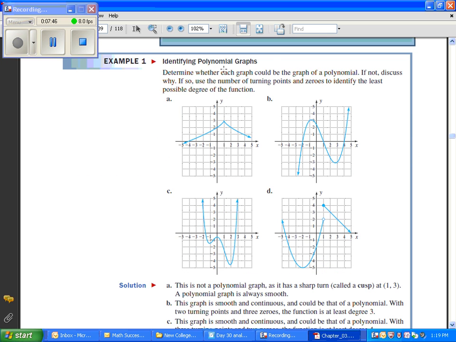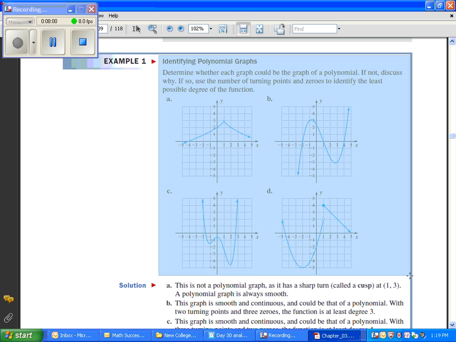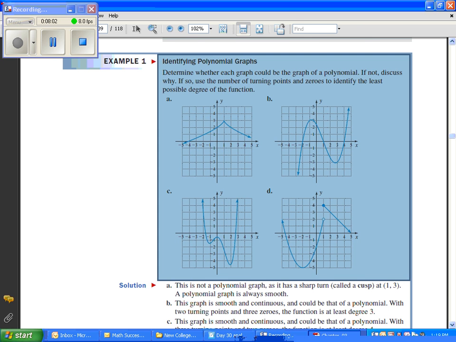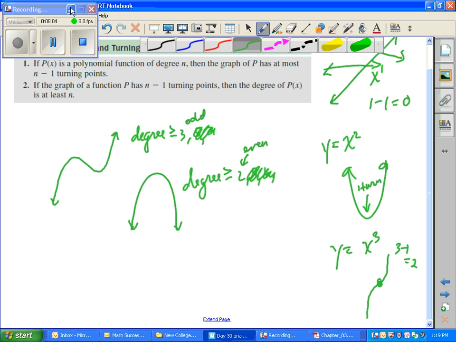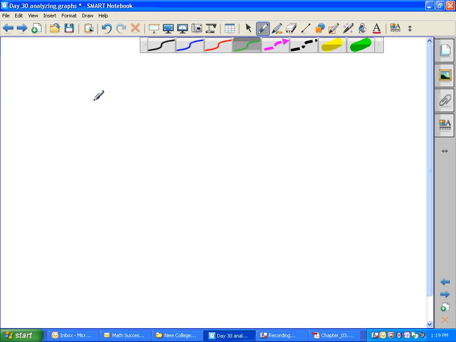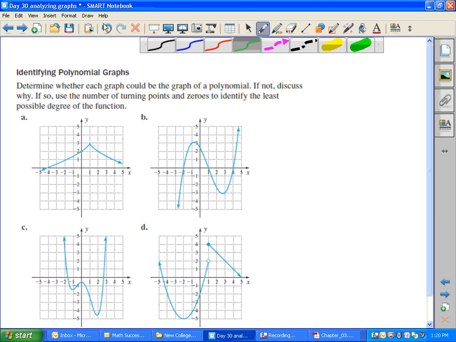This example, example 1, asks us to determine whether each graph could be a graph of a polynomial. If not, discuss why. If so, use the number of turning points and zeros to identify the least possible degree of the function. So what I'm going to do here is copy this, but not the discussion of it. So let me go here, minimize that, new page, and we're going to paste. So here's the problem.